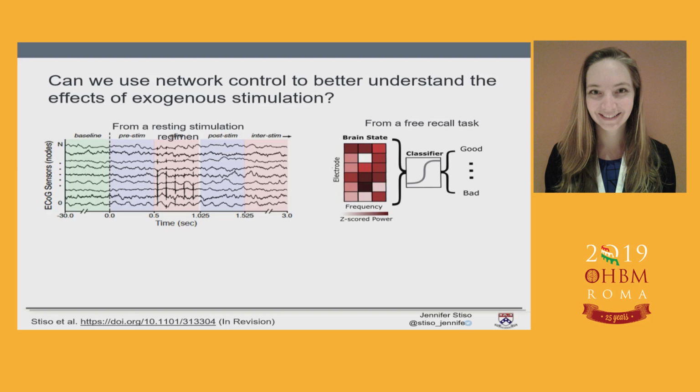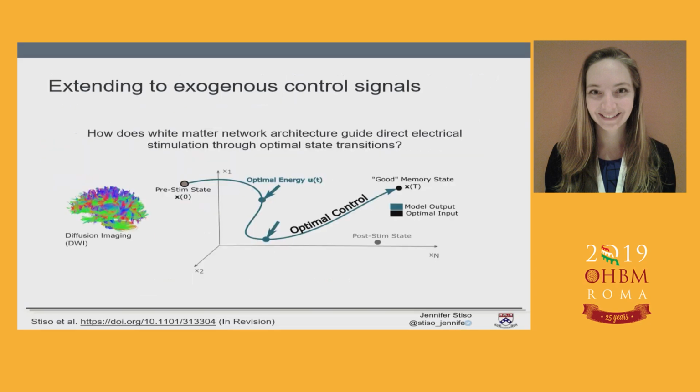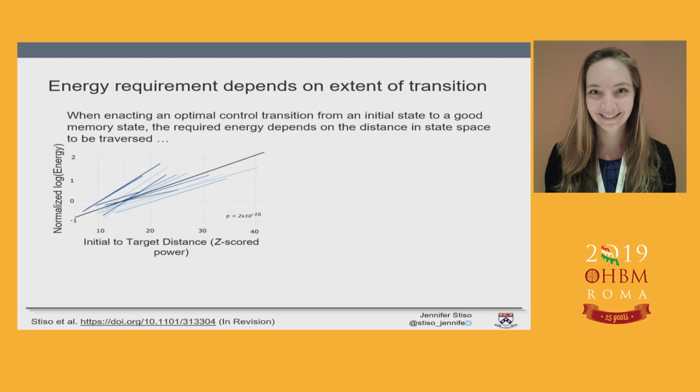And we put these together, we get the white matter network, the brain activity, the cognition, before and after a really extensive stimulation paradigm. What we want to know is how the white matter network architecture guides direct electrical stimulation through these optimal state transitions from where the brain was initially to some sort of idealized good memory state that we can get with the classifier. And what we find is that when you're enacting these transitions to this specific target state, the energy depends, first of all, on the distance you're traversing in state space, which I think is pretty intuitive. If your initial and target distance is very large, so those vectors are just very far apart, the model predicts that's going to be more difficult to stimulate to get there.